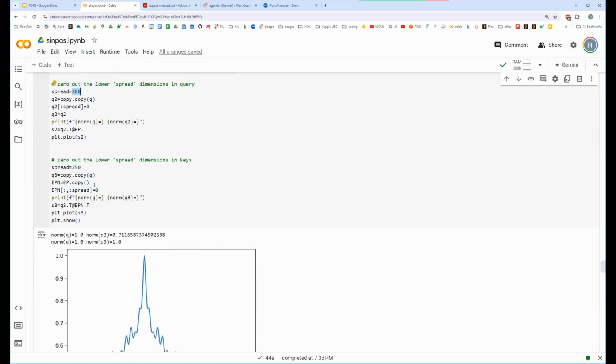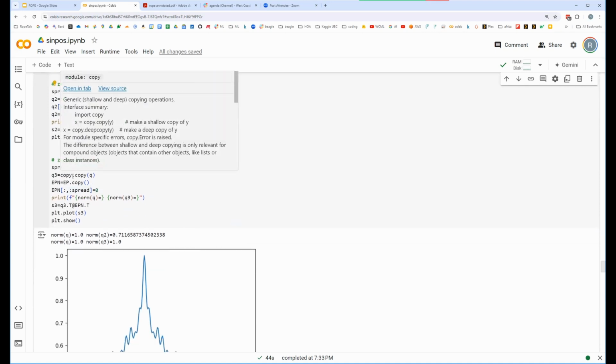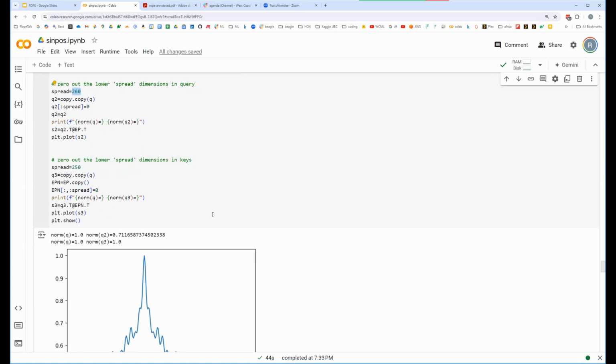And then the other thing we did is we said, well, you could also zero out the positional embedding in the key as well. So you can either make a query that's less sensitive in terms of what it's going to ask, or you can make keys that, no matter how you query them, are not going to be very position sensitive. And it works both ways.